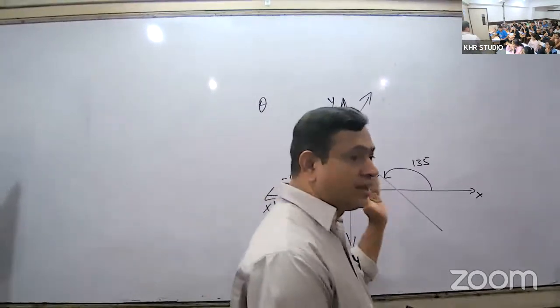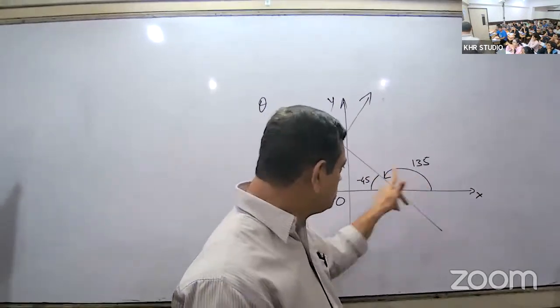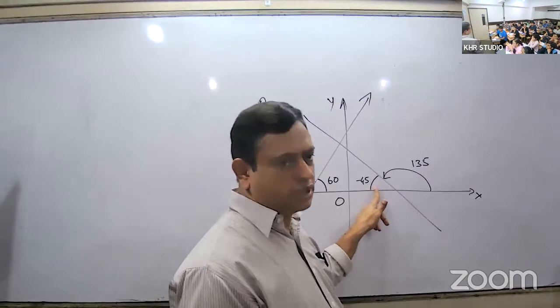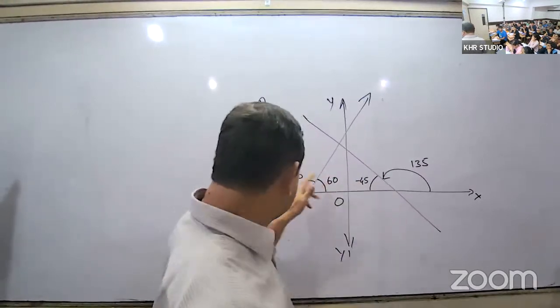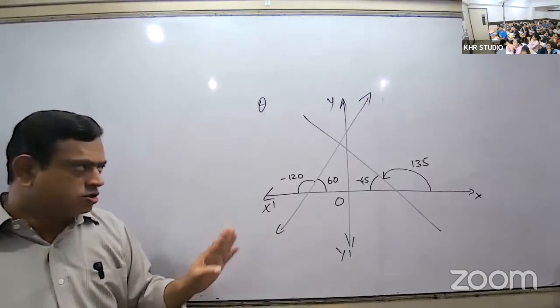Always look toward the right side and take the angle. If this is the angle, then the other one is 180 minus that angle, and that you take always. If it is toward the left side, it means minus angle. Understood, all of you?